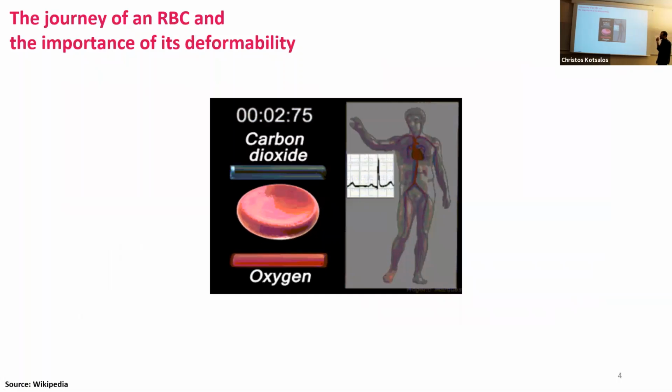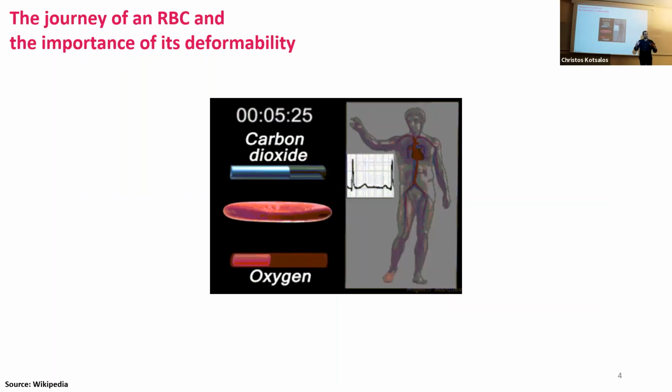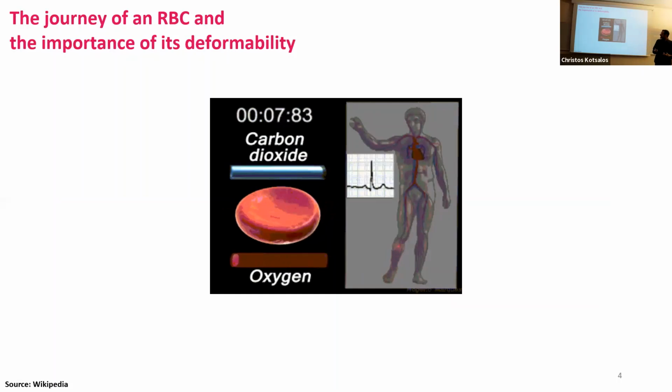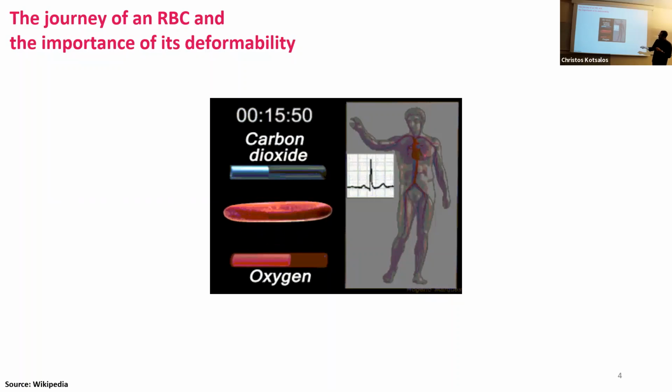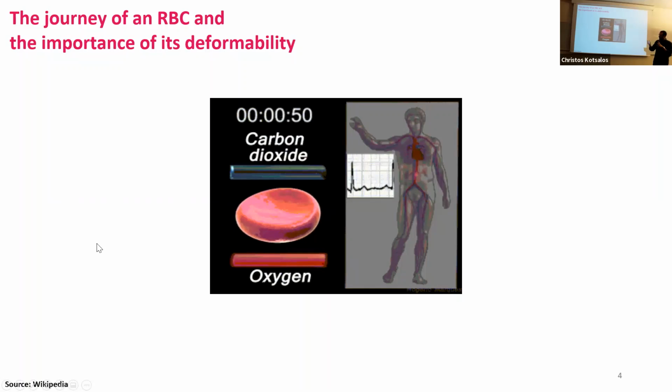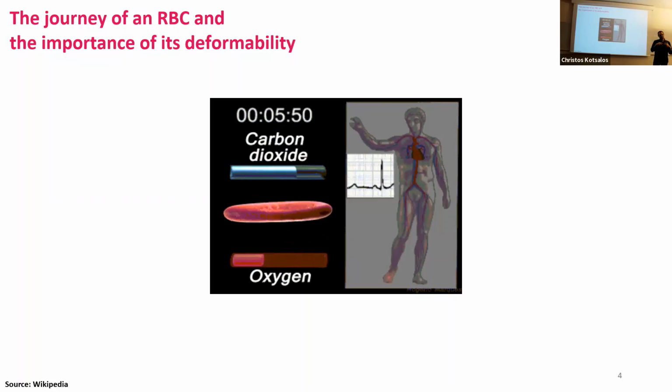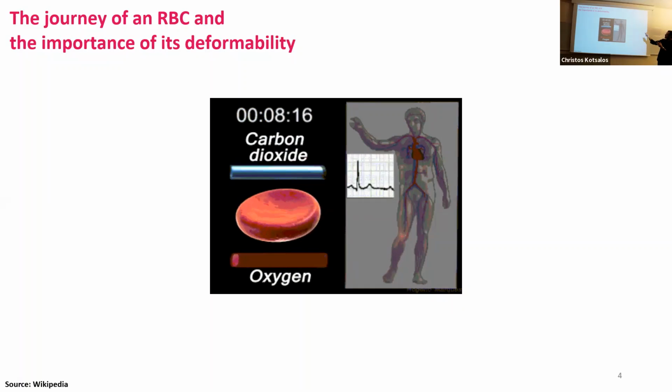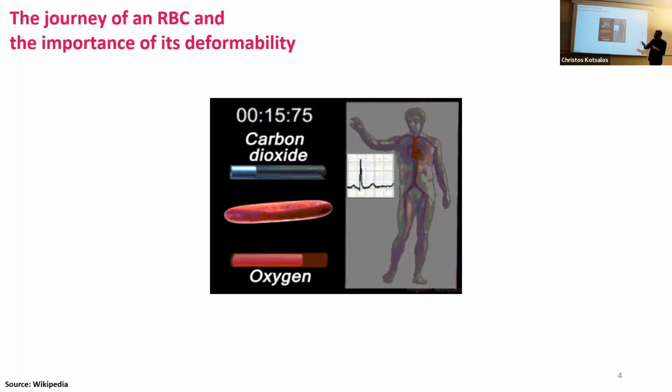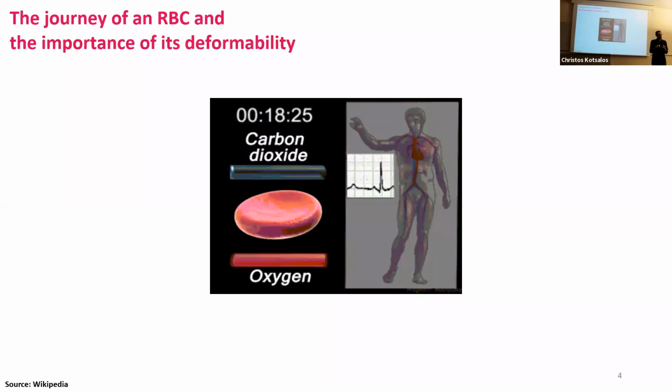Here I would like to show the journey of a red blood cell throughout our cardiovascular circulatory system and the importance of its deformability. Here you see a red blood cell moving in our circulatory system, and it is through the deformation of the red blood cell that we have the exchange of gases. Through the deformation, through the squeezing effect, the red blood cell releases oxygen and gets back carbon dioxide. The pump is our heart, and then it moves around to the lungs, to the rest of the organs and the tissues in order to release oxygen and get back the carbon dioxide.